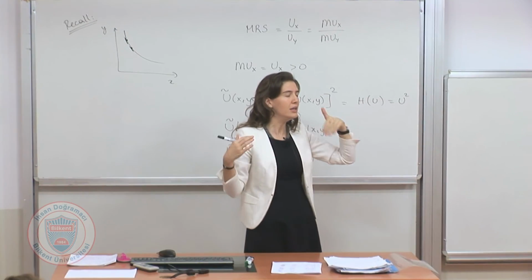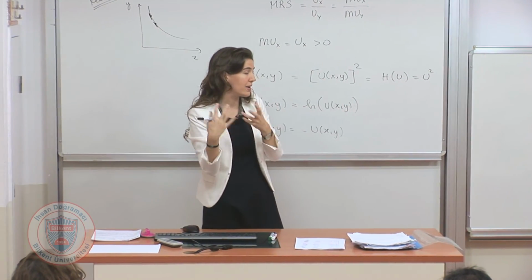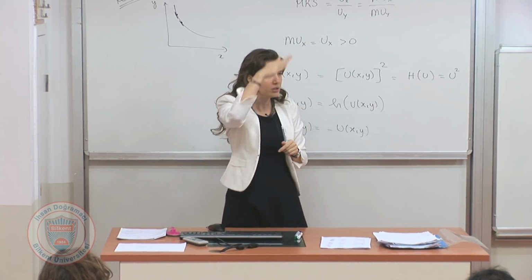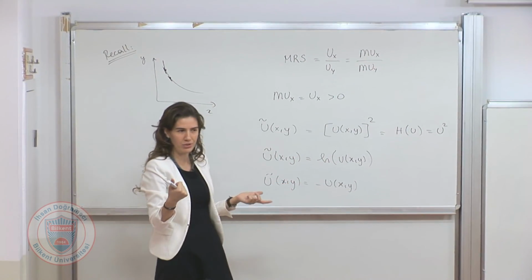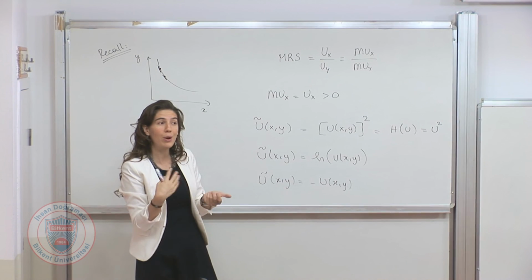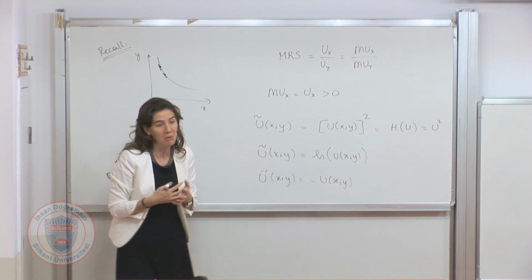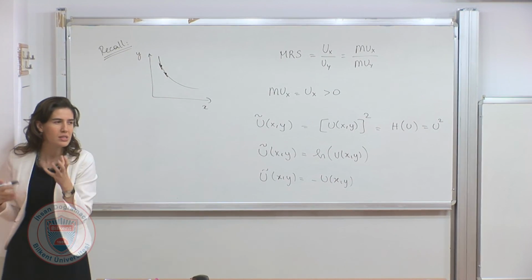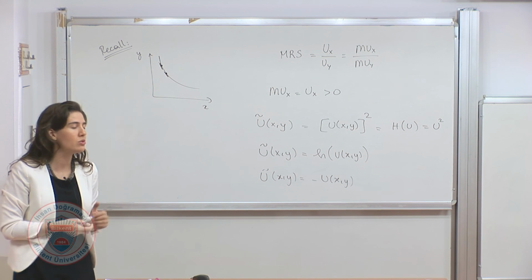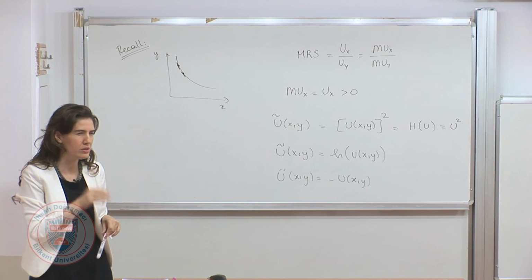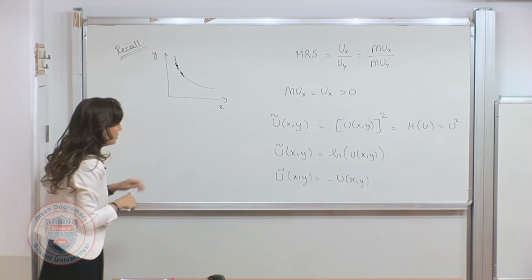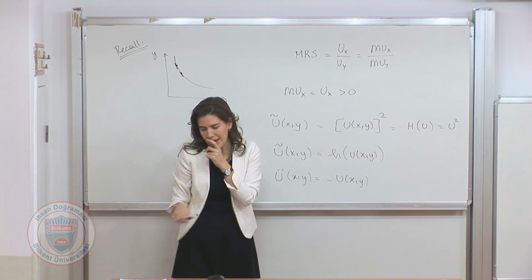That's why, sometimes when the function is a little bit hard, in order to figure out the indifference curves, we can take a positive monotone transformation. You're going to see later, when we do utility maximization, if that utility function is hard, you can take a positive monotone transformation and try to do the maximization there. Okay, so this is actually very important. This is what we have seen.